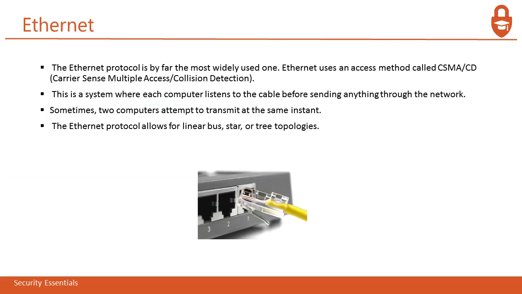First one is Ethernet. The Ethernet protocol is by far the most widely used one. Ethernet uses an access method called CSMA/CD, which stands for Carrier Sense Multiple Access with Collision Detection. This is a system where each computer listens to the cable before sending anything through the network, because sometimes two computers attempt to transmit information at the same instant. The Ethernet protocol allows for linear bus, star, or tree topologies to exist because it frames how they will communicate.